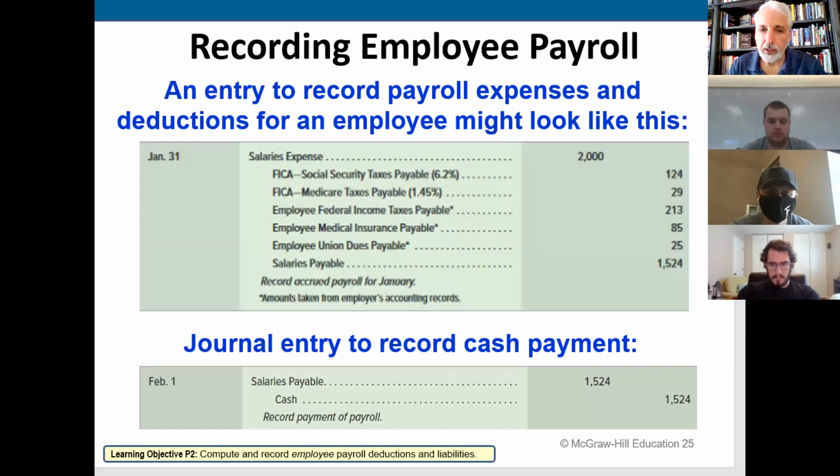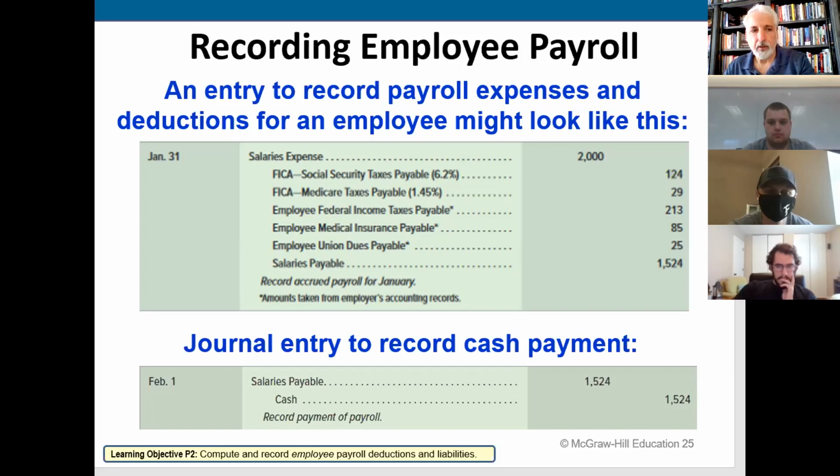And then we've got an employee entry here. So the cash of $1,500 received here is based on a salary expense of $2,000 and a whole bunch of payables: FICA Social Security, FICA Medicare, federal income tax payable, employee medical insurance payable, union dues payable, and then the salaries payable is actually cash that's going to go to you ultimately.